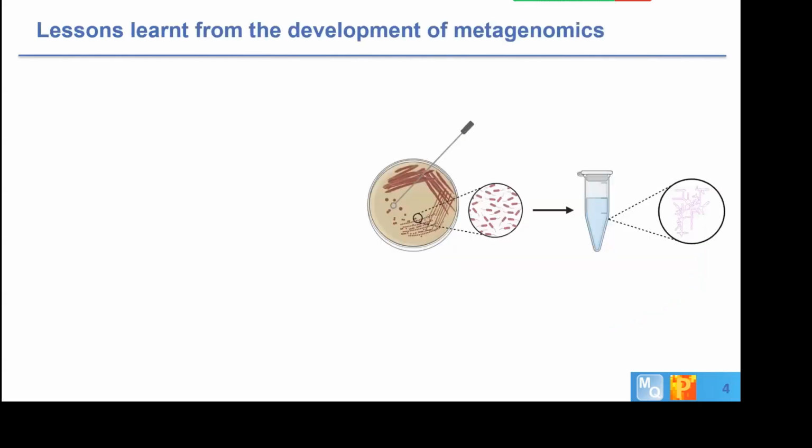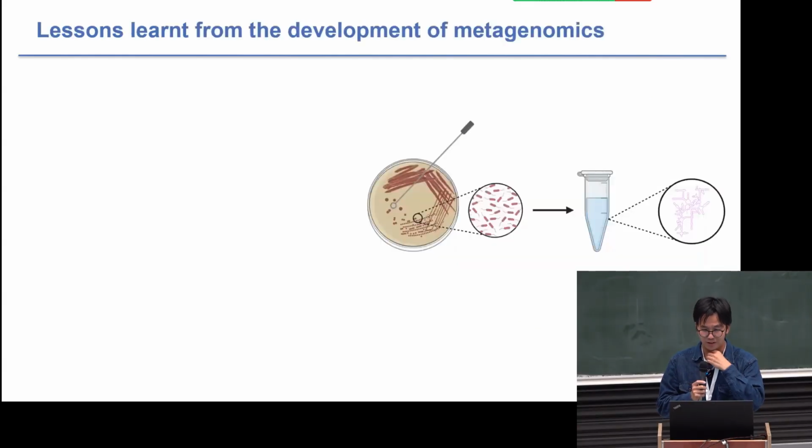And before I start to introduce metaproteomics, I would like to talk about metagenomics first, because actually metaproteomics learned a lot from metagenomics. Before the development of metagenomics, people studied microorganisms in a very traditional way. Basically, what people do is to culture all the microorganisms in the lab, isolate each species or each strain, and sequence them.